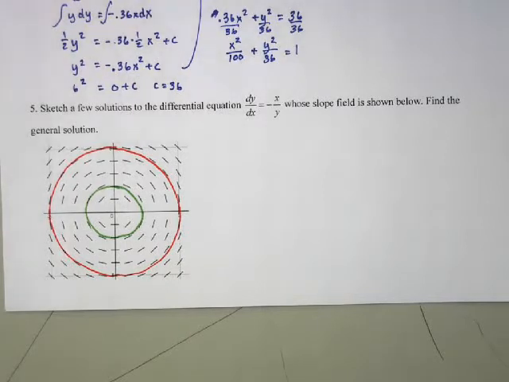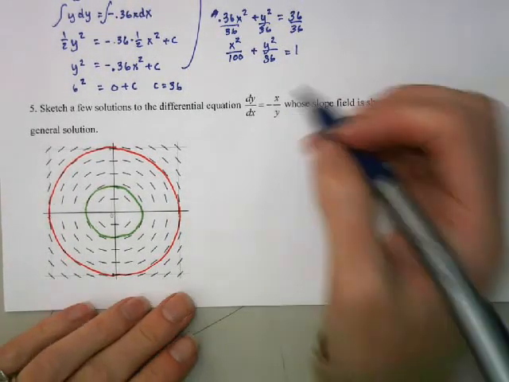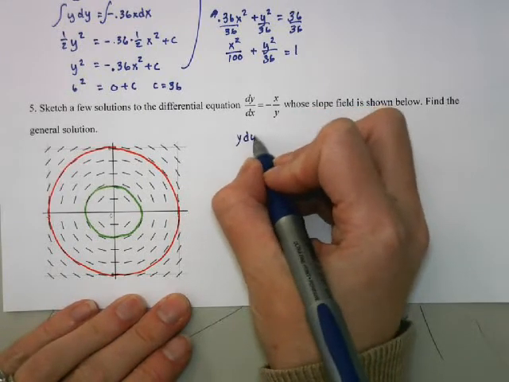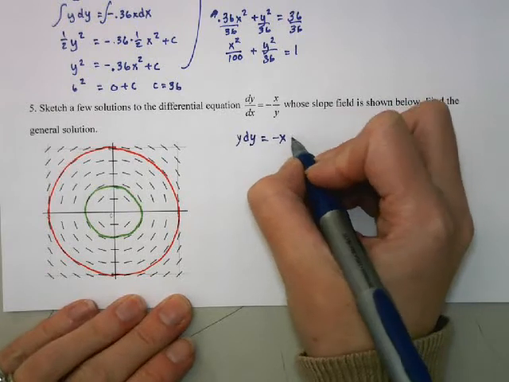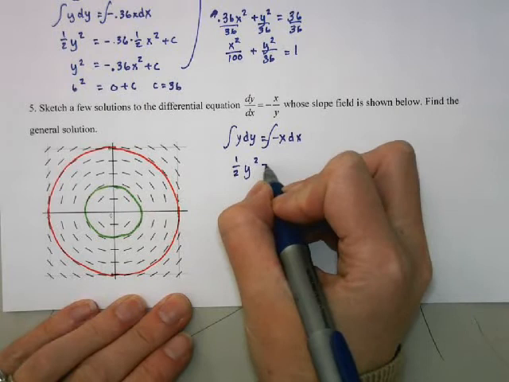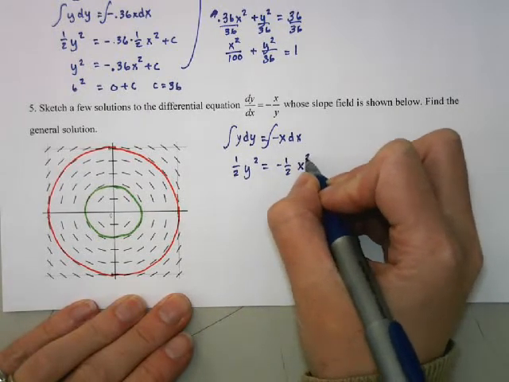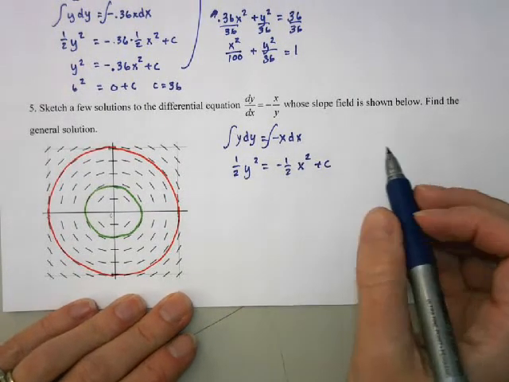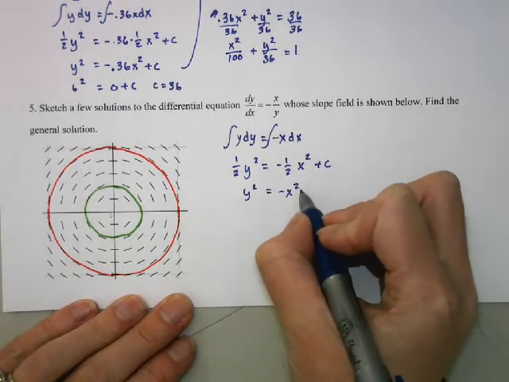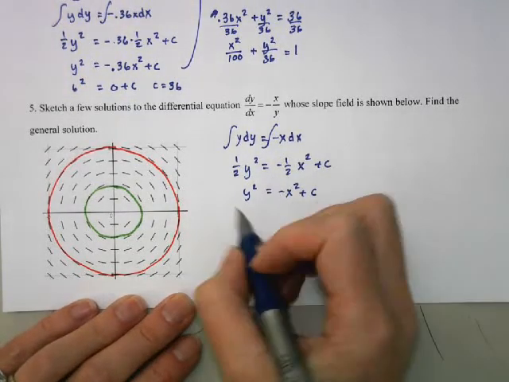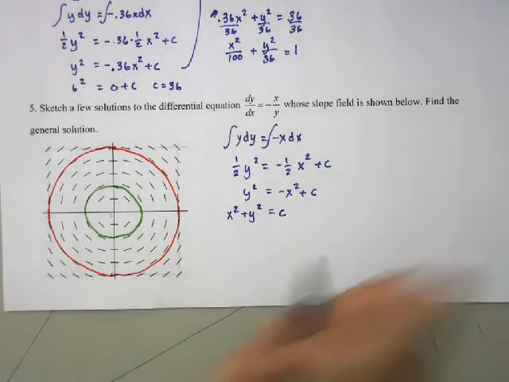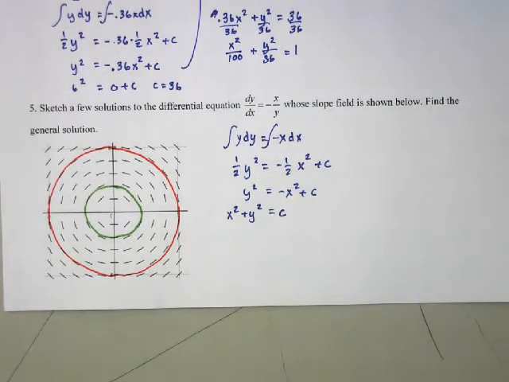So what does it look like? Look like circles. So let's see how this relates to that. So I'm going to cross multiply. So we're going to have y dy equals negative x dx. So 1/2 y squared equals negative 1/2 x squared plus c. We can multiply out that 1/2. Okay, and then I'll add that over. So we'll have x squared plus y squared equals c. So that gives us a circle.